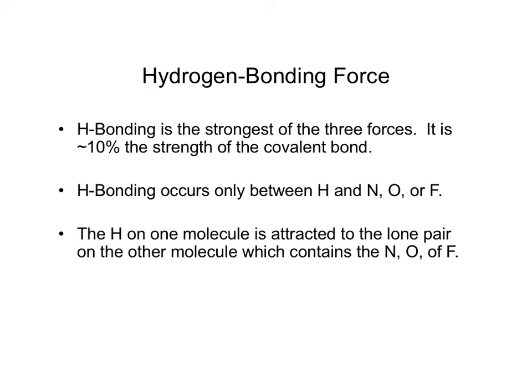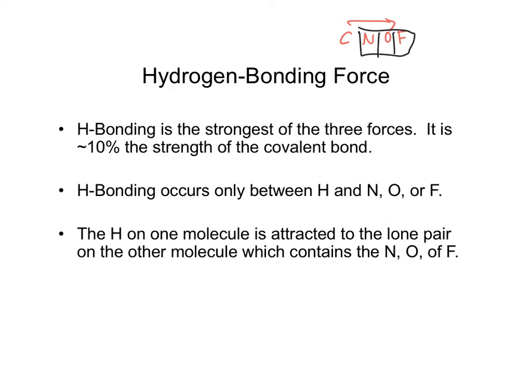So in the periodic table, as you know, you've got carbon, nitrogen, oxygen, fluorine in period 2. And it's only happening between hydrogen and one of these three. You don't see it with any other elements. And the hydrogen on one molecule is attracted to the lone pair on the other molecule, which contains nitrogen, oxygen, or fluorine. So you can have something simple here.